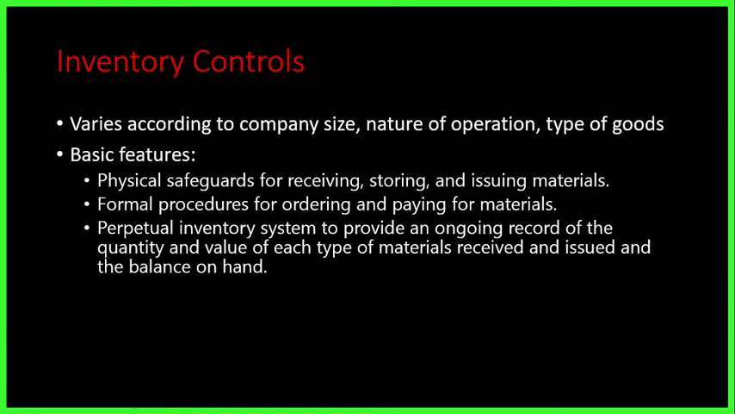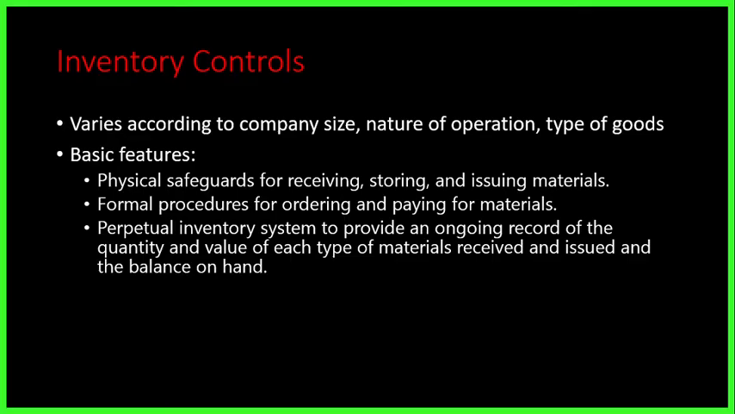We have to take into consideration that the controls, or policies and procedures, to protect or safeguard your inventory differ from one company to another. So it really depends on the size, the nature of operation, and of course the type of goods or the type of inventories. Not only that, the cost of the controls are also considered. Basic features, number one, we have the physical controls. Physical safeguards for receiving, storing, and issuing materials.